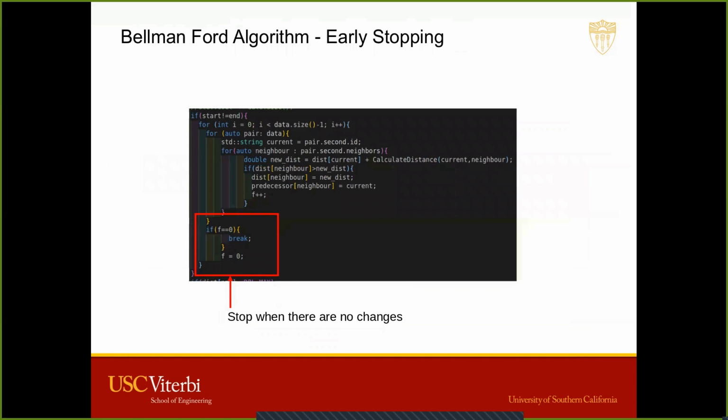As I mentioned earlier, the Bellman-Ford algorithm can be made faster by implementing the early stopping algorithm. In this algorithm, we keep track of the number of relaxations, and when there's no change in the relaxation between two computations, we stop the Bellman-Ford algorithm, thus saving computational time.